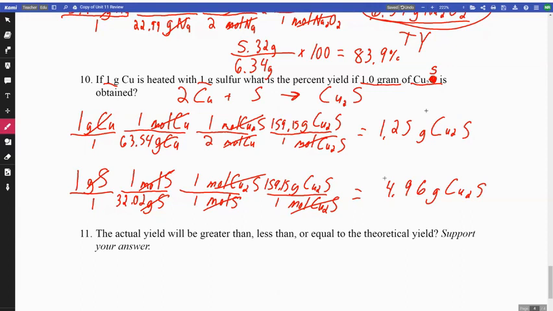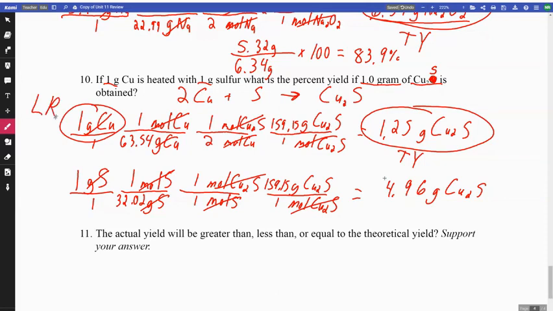Okay, so now we have our 2, right? The lower one is our theoretical yield. So that is our theoretical yield. This is our limiting reactant. And this is our actual yield. So we put our actual yield, which is 1 gram, over our theoretical yield, which is 1.25 grams times 100, and we get 80%. And that's our percent yield. Sorry, had a brain fart there.